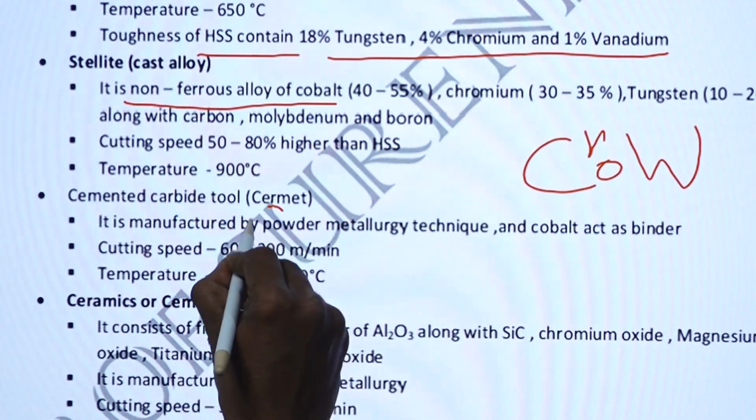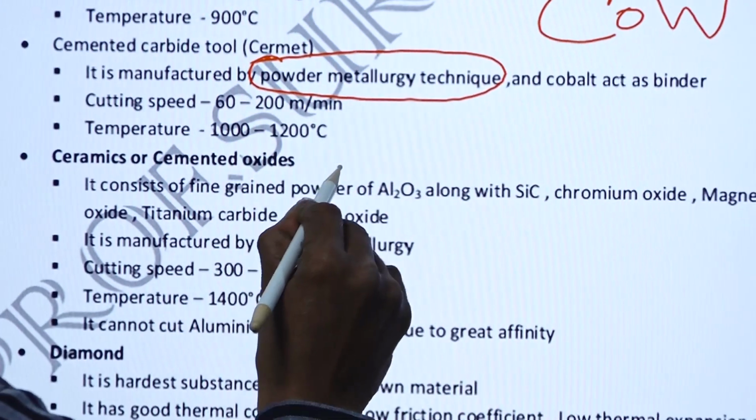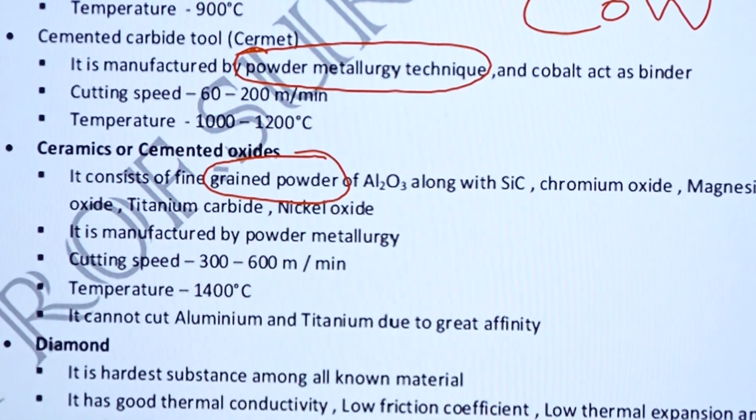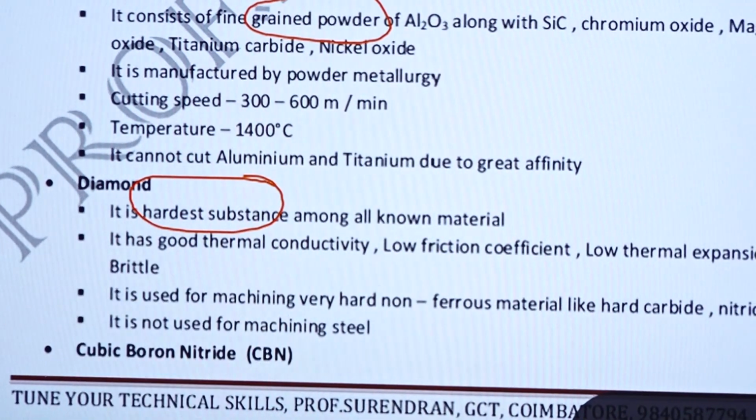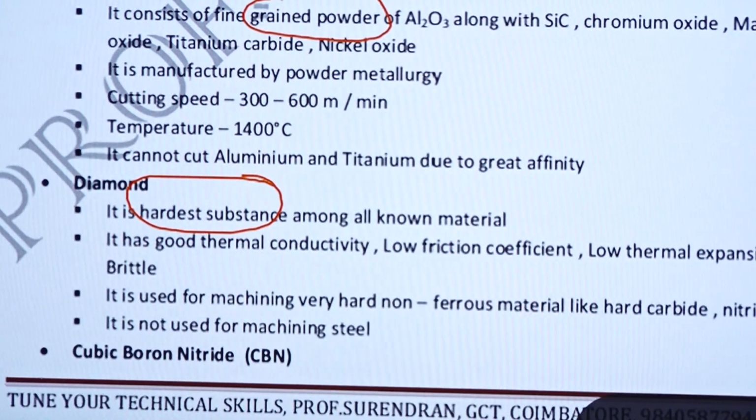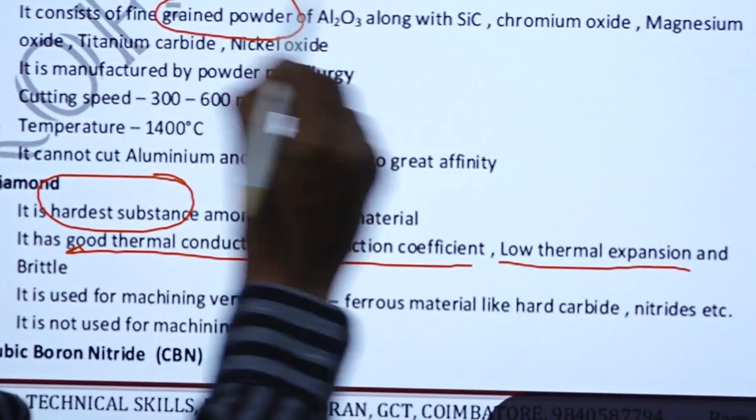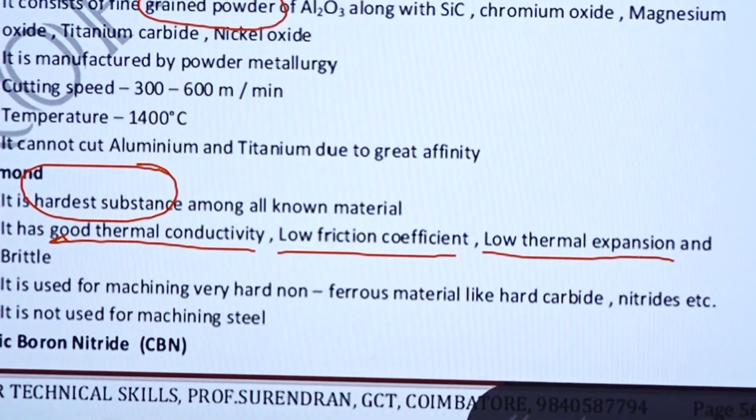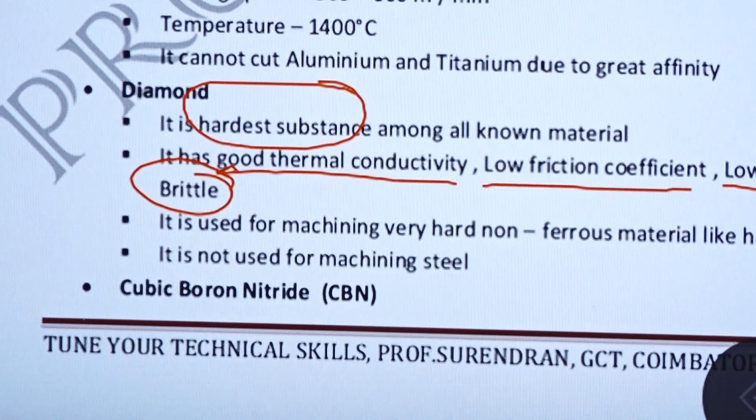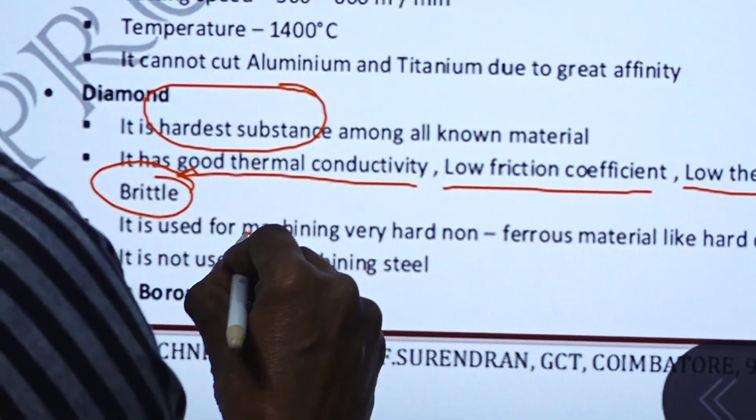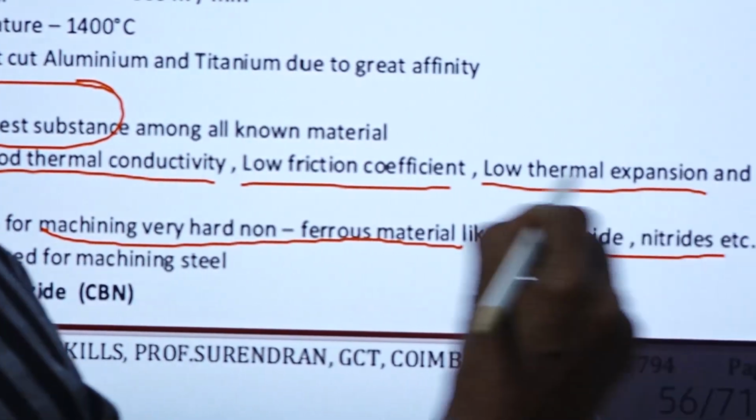Cemented carbide is made by powder metallurgy technique, and ceramic is also made by powder metallurgy technique. Diamond is the hardest substance among all known materials. It has good thermal conductivity, low friction coefficient, and low thermal expansion. The only disadvantage is that it is brittle. It is used for machining hard non-ferrous metals, like hard carbide and hard nitride.